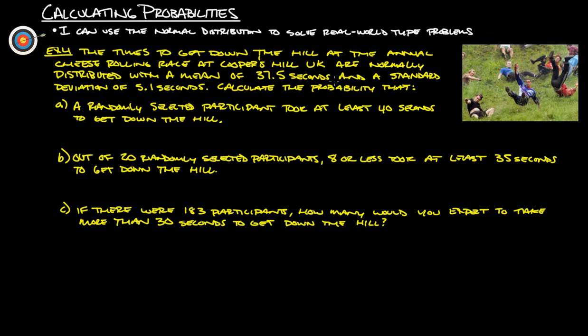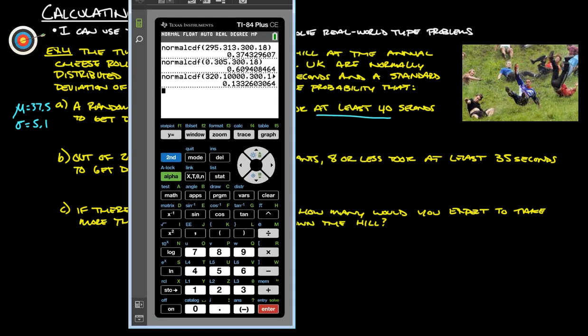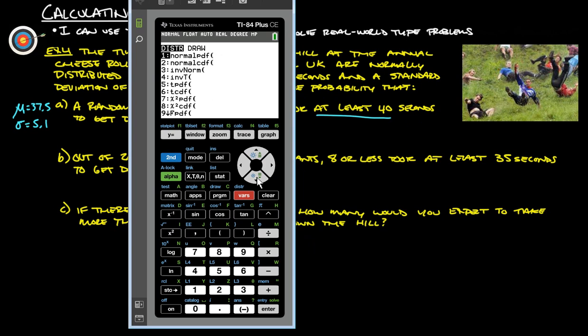Okay, so let's just write down our important info here. We've got the mean is 37.5. Our standard deviation is 5.1. And this one here is at least 40 seconds. Okay, so we can crank out our calculator here, and second distribution, normal CDF.